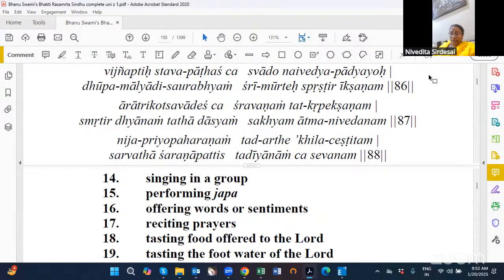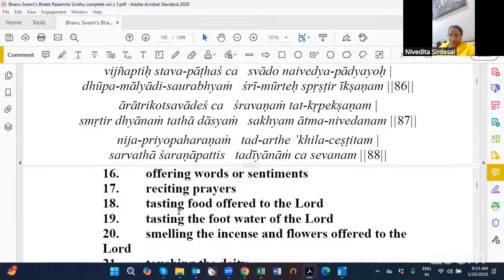So let us see where it is, number 86. 15. Offering words or sentiments. Then reciting prayers, that is Stavapatha. Vijnaptih means offering words or sentiments.